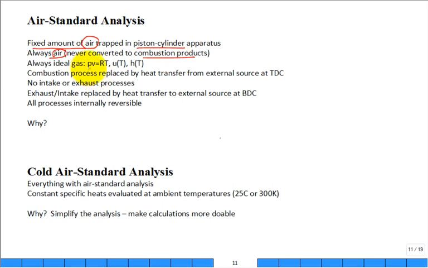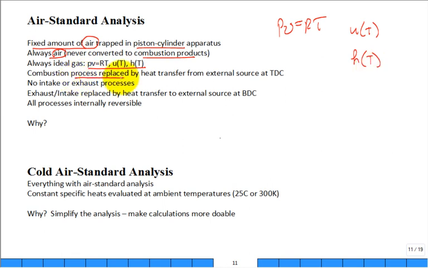It always behaves as an ideal gas. That's a good assumption. PV is equal to RT is always true, at any state in the cycle, any place in the cycle, as well as U is a function of temperature only and enthalpy is a function of temperature only. Those are the three things that you should remember when somebody says employ the ideal gas model. It's not just PV is equal to RT. That's true, that's 1/3 of the story. The other 2/3 are internal energy is only a function of temperature when it's an ideal gas, and the enthalpy is only a function of temperature for an ideal gas.